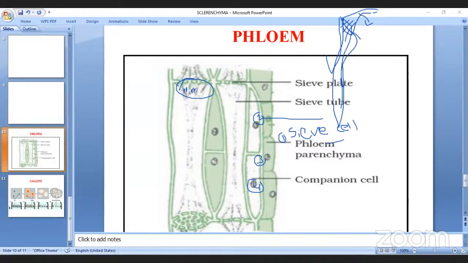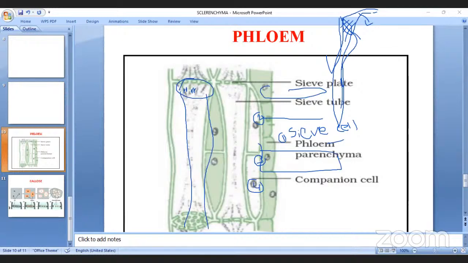So this looks like a vessel-border shape. I will explain later about the sieve tube, sieve plate and sieve areas diagrammatically. And next one, phloem parenchyma. These are parenchyma cells, similar to the xylem parenchyma. The function is also the same.